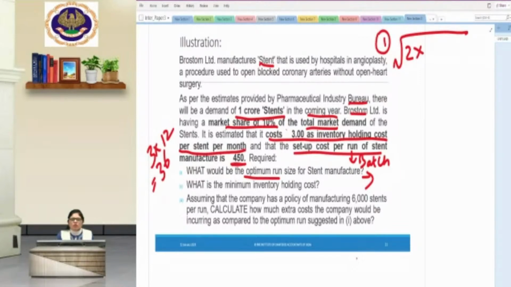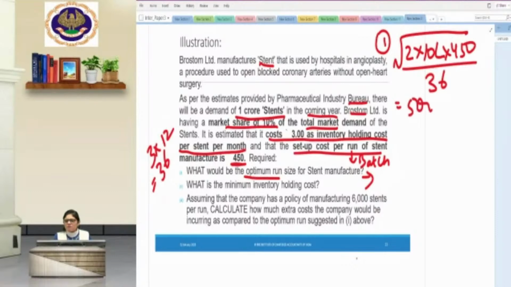Yes. So if the total market demand is 1 crore, you have to take 10% of 1 crore. 10% of 1 crore will be 10 lakh, into size is 450, divided by inventory carrying cost per unit per annum, 36. Can I have the optimum run size, please?